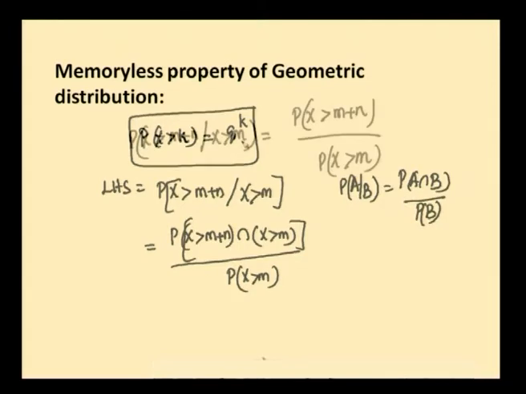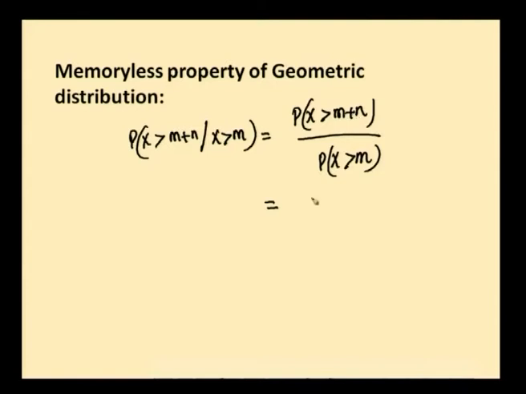So what will we have? We shall have P of x greater than m plus n by P of x greater than m. In the place of k you are having m plus n here, and in the place of k you are having m. So this is going to be q power m plus n divided by q power m. Q power m gets cancelled and you have q power n.